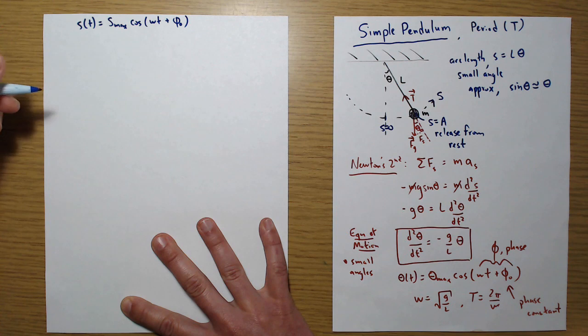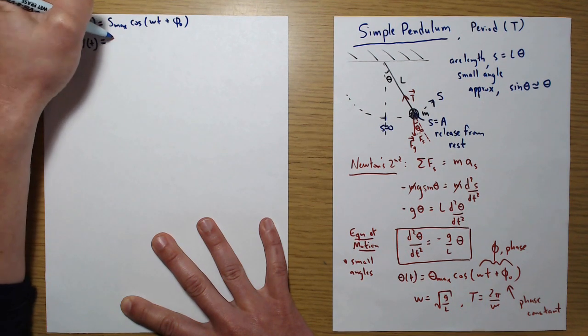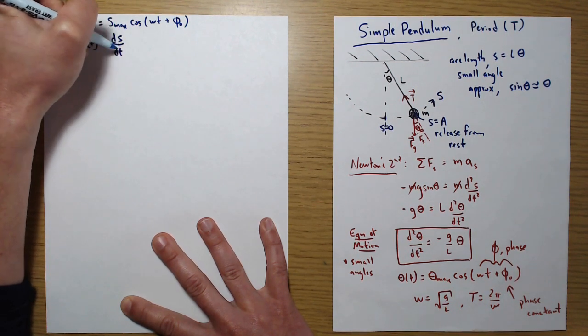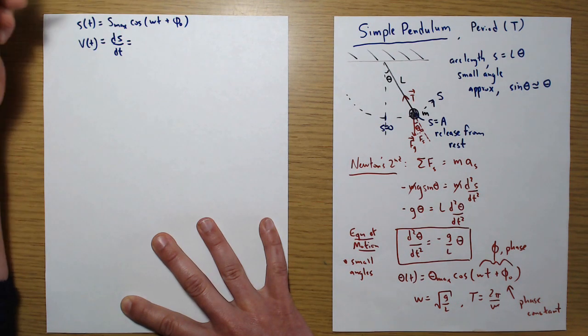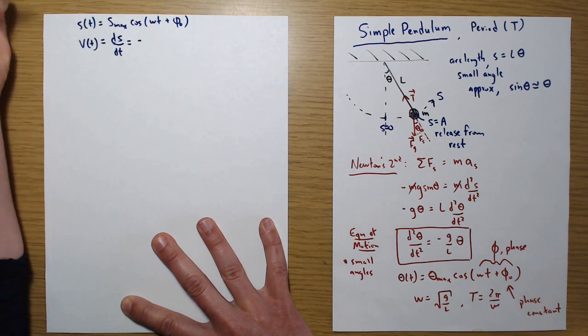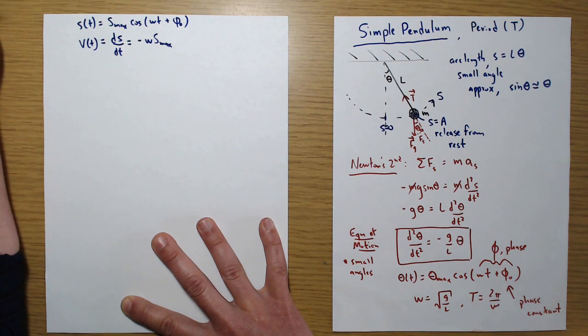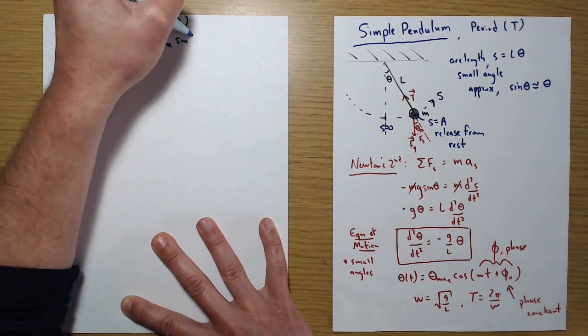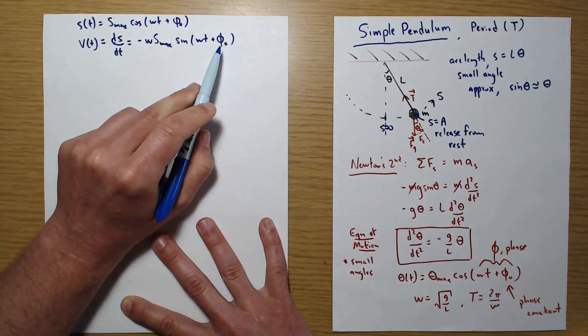If I was to sketch, well, before I do that, how fast is this pendulum bob actually moving? Well, its velocity v as a function of time is simply ds/dt. And if I take the derivative of the cosine, I get negative omega s max times sine of omega t plus phi naught, where phi naught, again, is my phase constant.